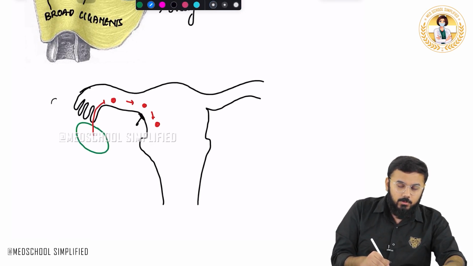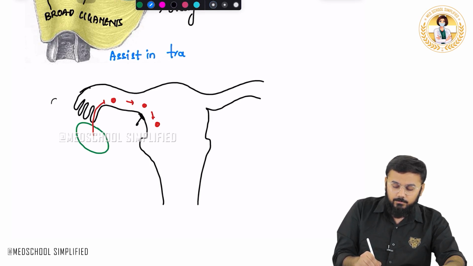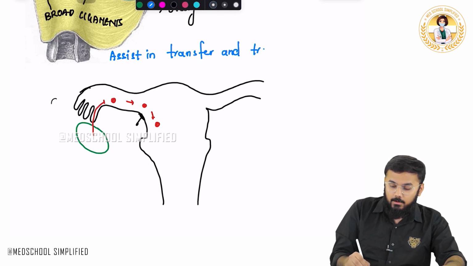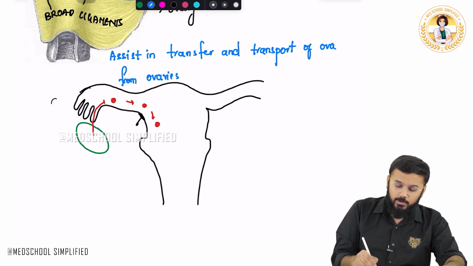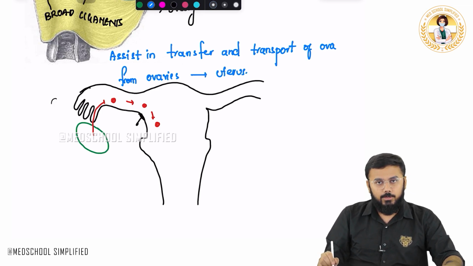So what is the function of this? This assists in transfer and transport of ova from ovaries all the way to the uterus.